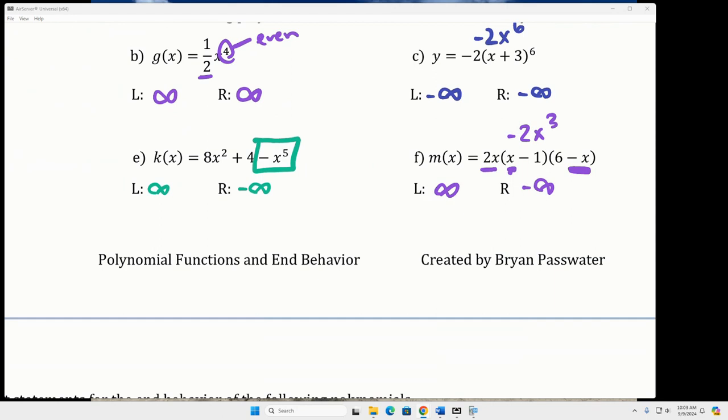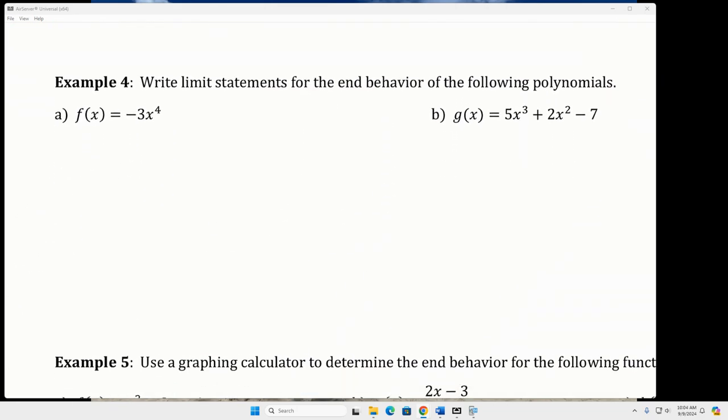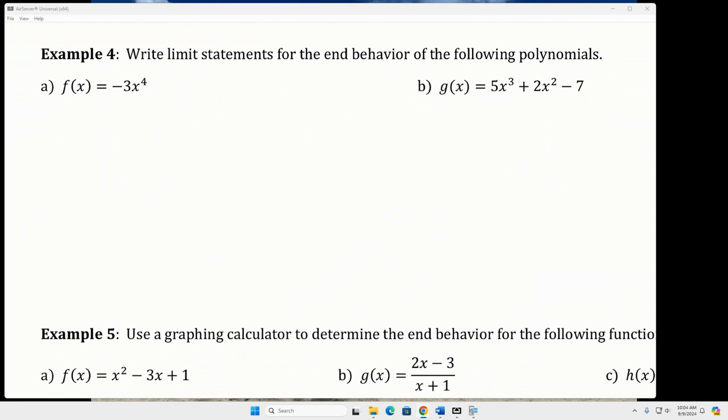All right, any questions? So it's very much like what you learned last year, just maybe kicked up a notch with new notation and maybe a little bit more difficult to find the leading coefficient. All right, and then example 4, we just have some plain old polynomials written in standard form. We're going to do the limit statements for the end behavior.